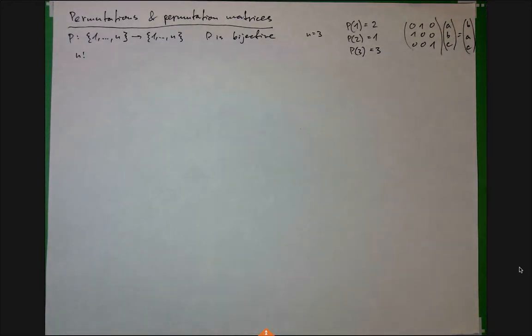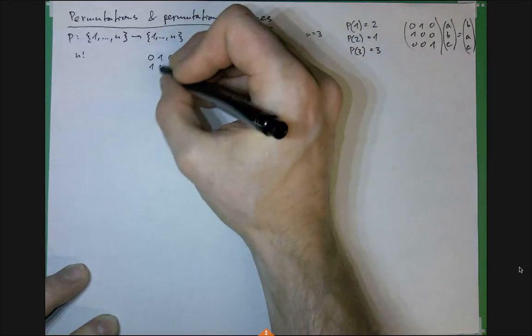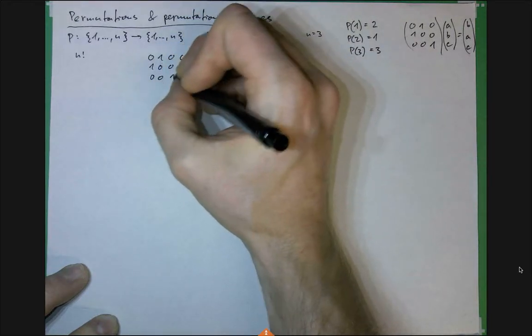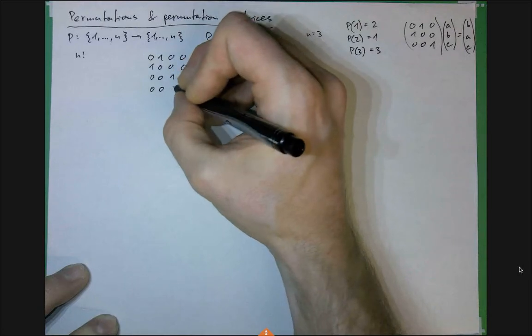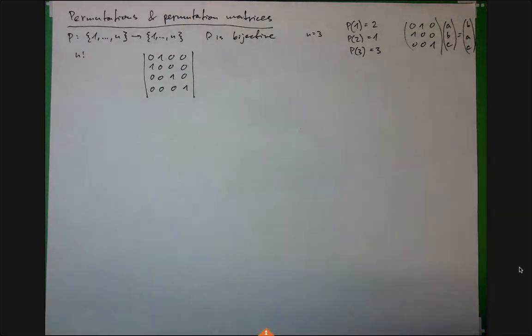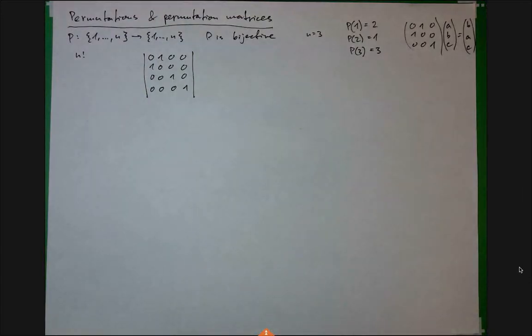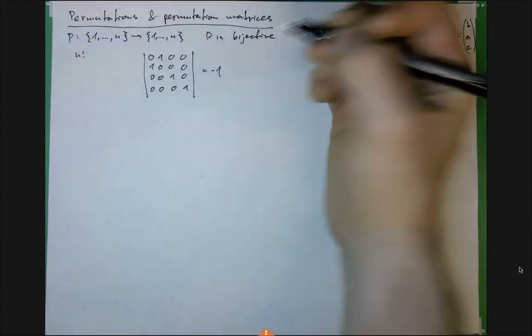Permutations are closely related to the determinant. The determinant of permutation matrices is very simple to compute, right? If I have, for example, a 4x4 case, what would be the determinant of this matrix? It's just like the identity, except that two rows are flipped. So it would be -1. Yeah, that's true.